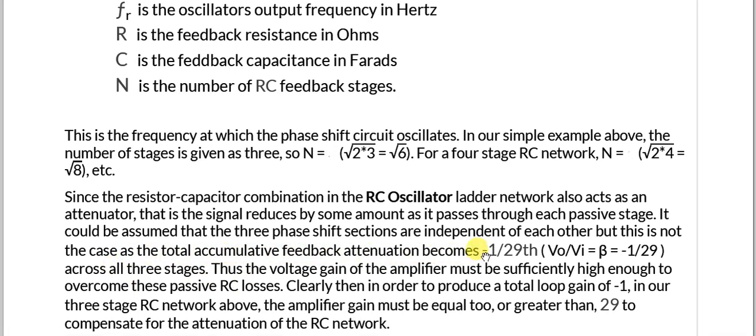Thus the voltage gain of the amplifier must be sufficiently high enough to overcome these passive RC losses. Clearly then, in order to produce the total gain of minus 1 in our 3-stage RC network above, the amplifier gain must be equal to or greater than 29 to compensate for the attenuation of the RC network.